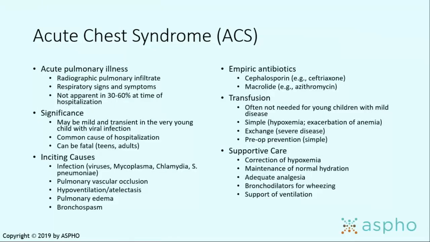Acute chest syndrome. So this is an acute pulmonary illness that can happen for a variety of reasons. It's not all infectious. It involves a radiologic density or infiltrate on your chest x-ray, some sort of respiratory signs and symptoms, so tachypnea, difficulty breathing, hypoxia.